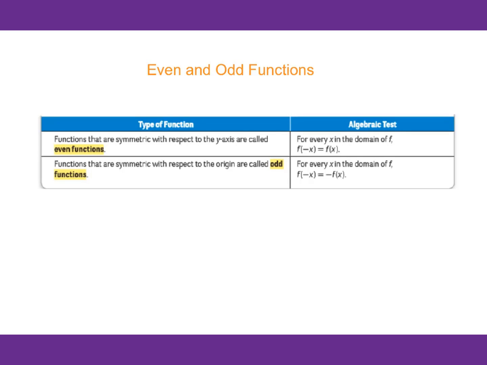Today's lesson is about even and odd functions. First of all, what kind of functions are called even functions? Functions that are symmetric with respect to the y-axis are called even functions. Functions that are symmetric with respect to the origin are called odd functions. We can algebraically prove whether a function is even, odd, or neither. This is the formula.